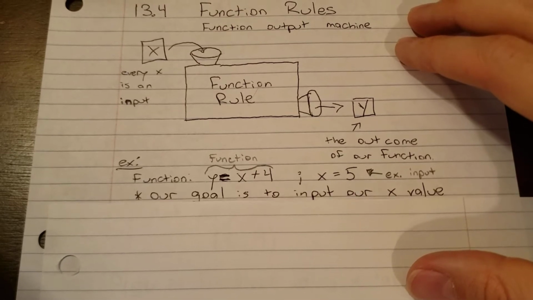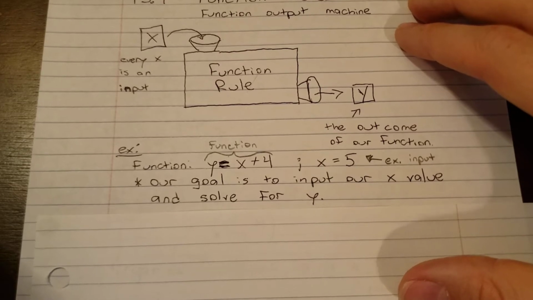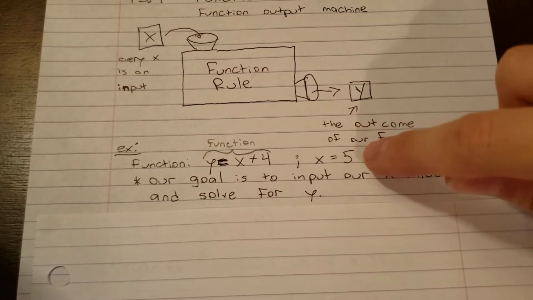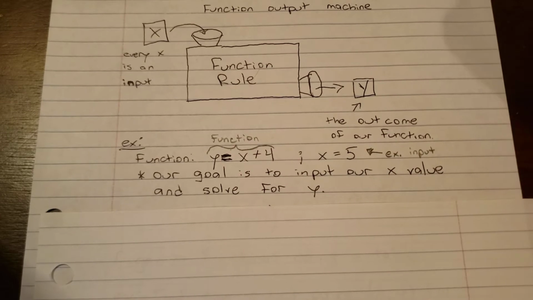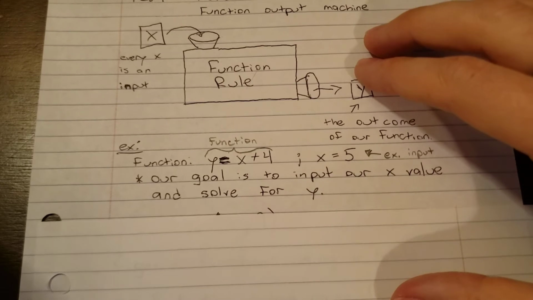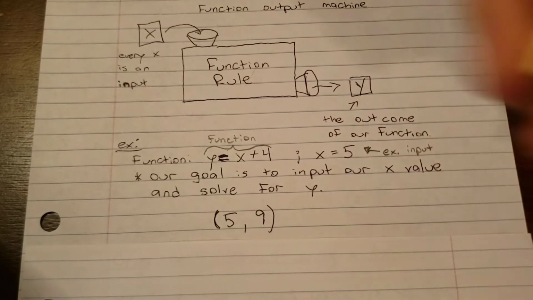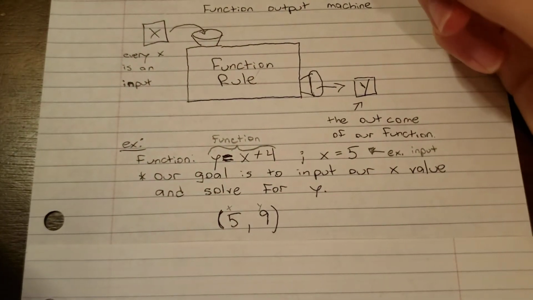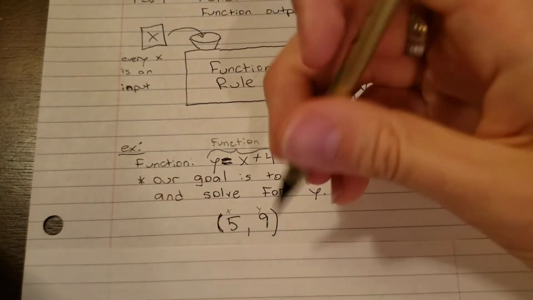And our goal is to input our x value and solve for y. Right, we've done this before. We've seen things like this where we have a variable and a value for that variable. Then we substitute it, link, and then we get a number. In that case, we would have y equals whatever that number is. In this case, it's pretty simple. y equals 9. So again, we have our x value and our y value. Right, let me show you what that looks like in case you guys are having a hard time visualizing it.